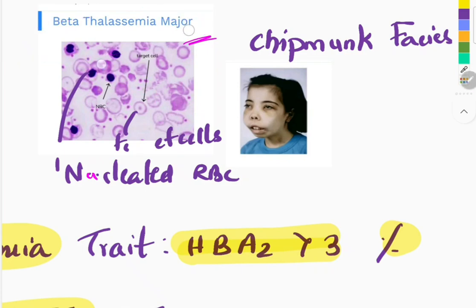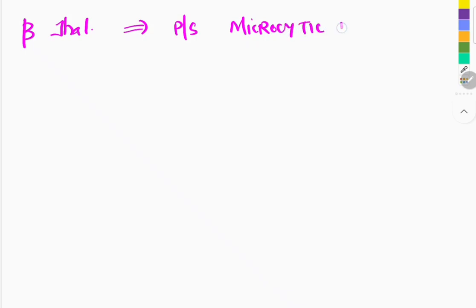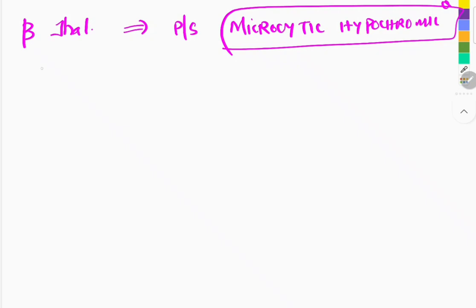Now, also one more question. In beta thalassemia, what is the type of RBC that you see? Is it normocytic, normochromic? Is it hypochromic or microcytic? Very important question. In beta thalassemia, the type of RBC you get in peripheral smear is microcytic, hypochromic. Very, very important. Now again, here in beta thalassemia, what is the confirmatory test? I told you, for any hemoglobinopathy, the confirmatory test is going to be what, guys? It is HPLC.